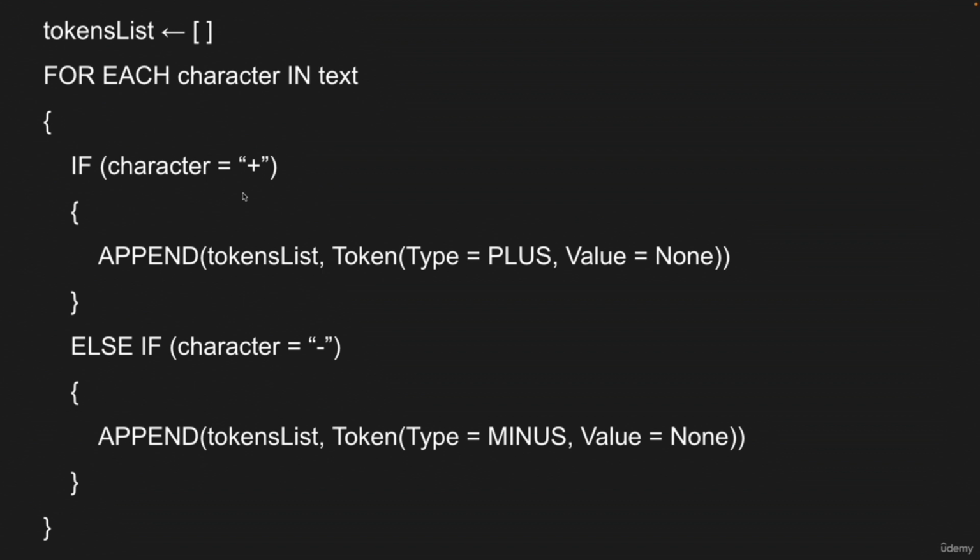Else if the character does not equal plus, but it equals the minus sign, we can append into the tokens list that the token type is minus and the value is none. Therefore, once we've gone over the whole text and detected every single character, the tokens list is filled with arithmetic operator tokens such as plus, minus, and so on. You can do more detection here, like else if the character equals the star sign for multiplication, but this is just a minified, simple example.